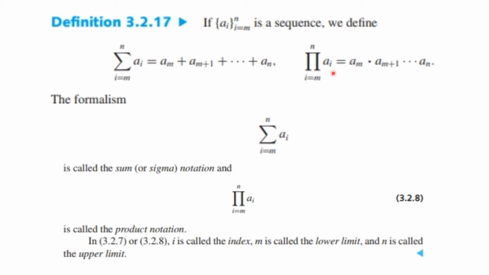When you take this, you're just multiplying all of these numbers together, all the way from m through n, a sub m through a sub n multiplied together. This notation is called the sum, or sigma notation. That's a Greek sigma. And this is called the product notation, and that looks like a capital pi. i is the index, m is the lower limit, and n is called the upper limit.